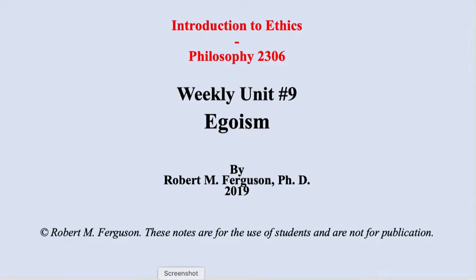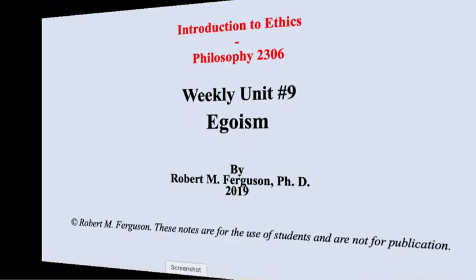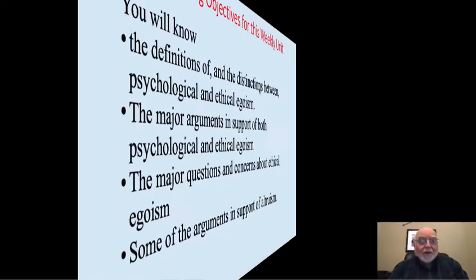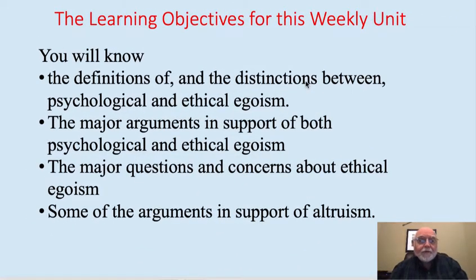Unit number 9 will be a discussion of the types of egoism, psychological and ethical egoism, and we'll consider the importance of altruism. In this unit, we're going to be looking at the following points of interest. First, the definitions and distinctions between psychological and ethical egoism. And then we're going to look at the major arguments in support of those two theories. And then we're going to look at the concerns and questions about it and some of the arguments in support of altruism.